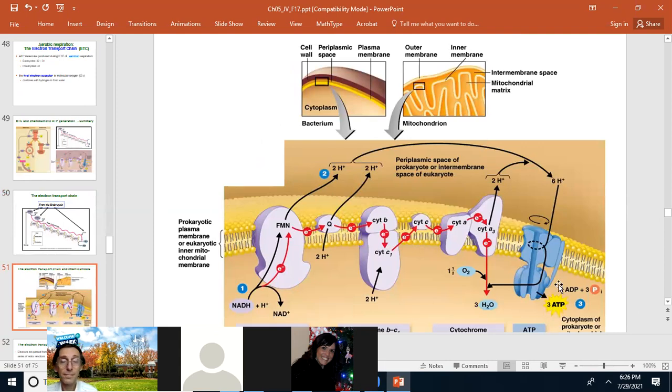This is an important slide showing you the overview of aerobic respiration and the electron transport chain portion of it. So the NADH and the FADH2, which isn't shown here, generate or donate the electrons to the proteins here, which are proteins in a membrane of the cell. That's why we call it the electron transfer chain. They're proteins lined up in a chain.